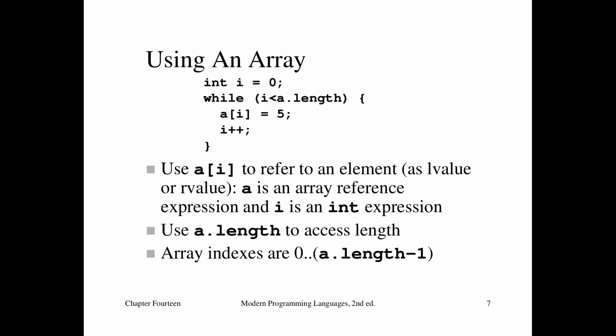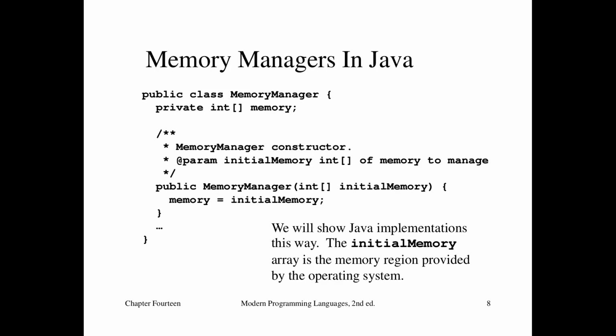But the overall expression is just an expression statement. So we can use a.length, the length of the array. Array indexes are 0 to length minus 1, as we already said. So we know what's kind of going on here. We just have to understand how this is actually helping us.